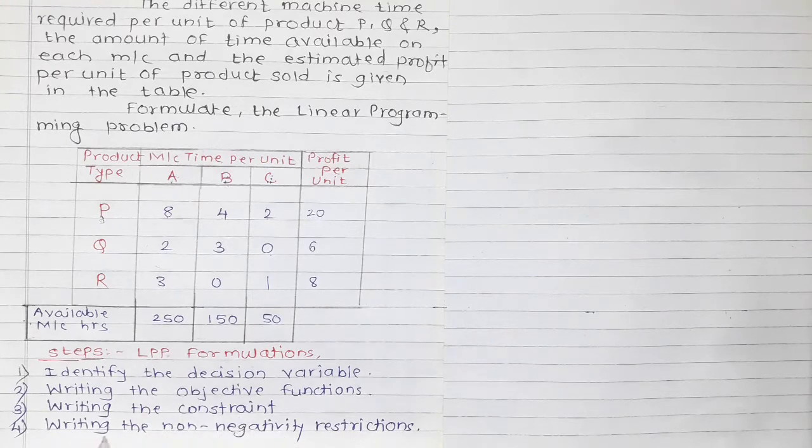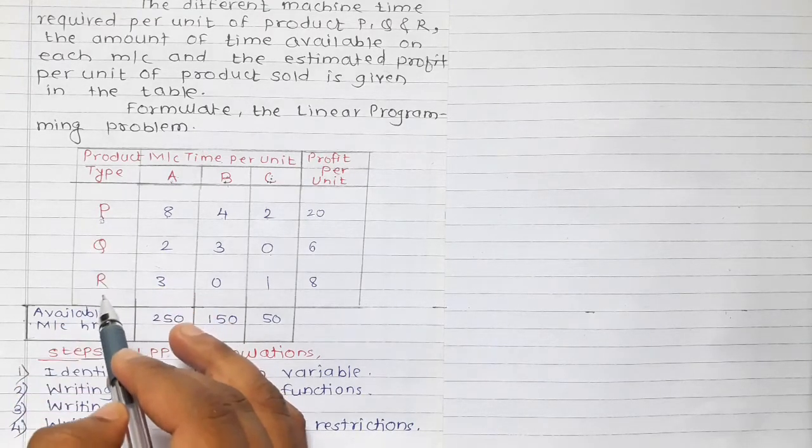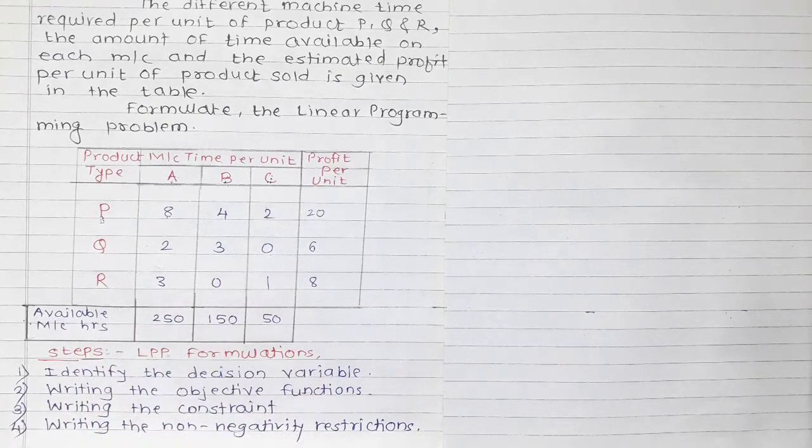And the last step is writing the non-negativity restrictions. That means whatever decision variables we are going to decide, we have to take them as non-negative, so we have to write them in terms of non-negative parameters. Because whatever quantity we are going to manufacture of product P, product Q, and product R is always positive. So we have to express that in the form of equations or parameters.